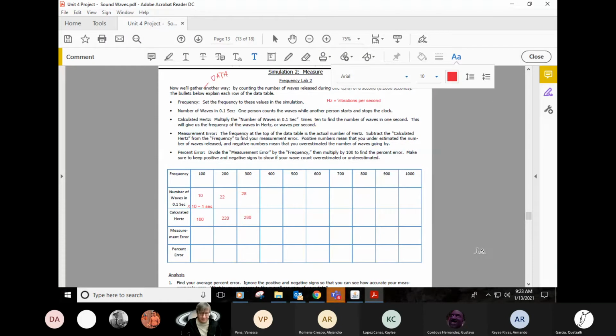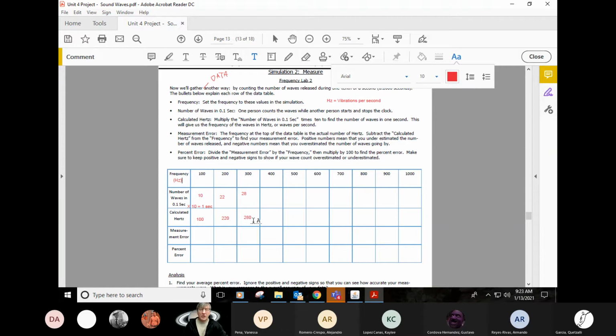Okay, our next column is finding the measurement error. In other words, how accurate were you? How close were you to the actual number of hertz? Well, remember, this frequency up here, I should have actually said that this was frequency measured in hertz, and that's how we show this. These are the actual hertz. How close were your calculations to that?